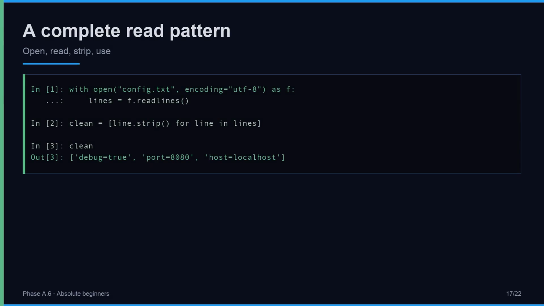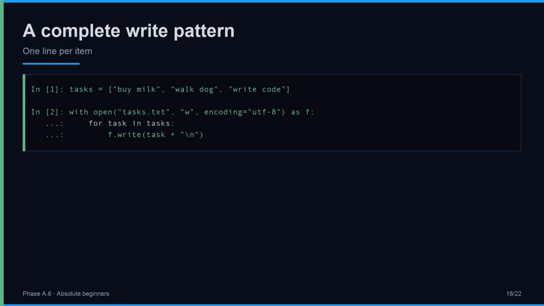Here is a complete read pattern you will use often. Open the file with UTF-8 encoding. Read all lines into a list. Then strip the trailing newline from each line using a list comprehension. Strip removes whitespace from both ends of a string, including the newline. What remains is clean text ready to use. This is exactly how you load a simple configuration file or any line-based text data. Strip and use.